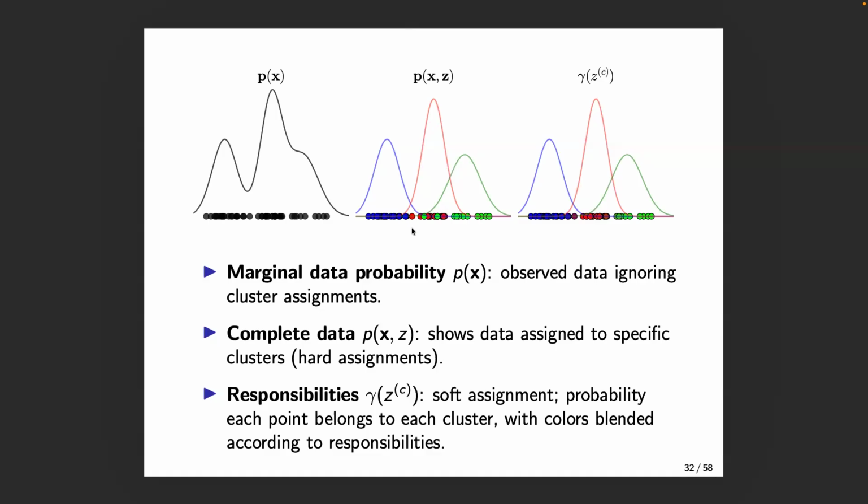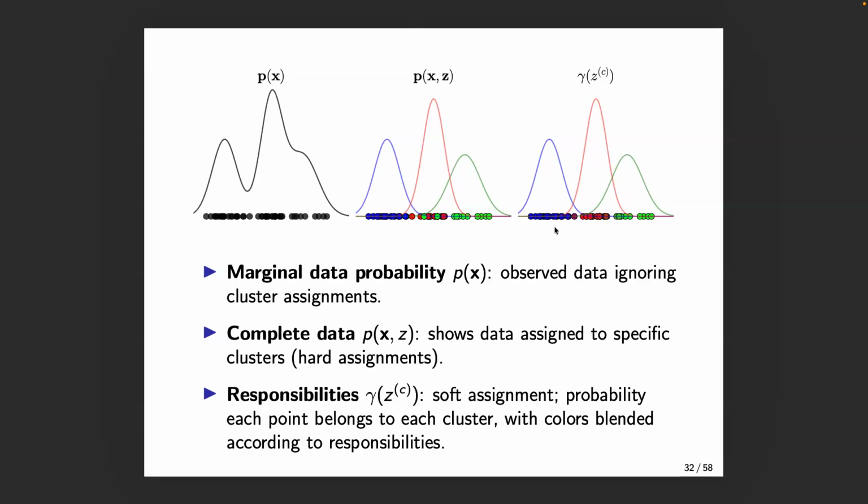Ideally, what we want to discover is complete data, where we know the data points but also the cluster assignments. In this case, these colors correspond to where each data point is sampled from. The blue data points are sampled from this blue Gaussian, and the same for the other ones. Now, the third picture illustrates how we compute the soft assignments, or responsibilities.